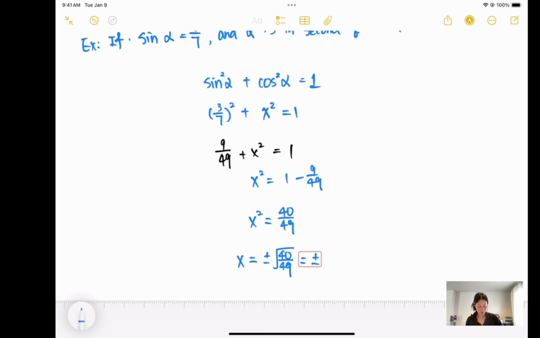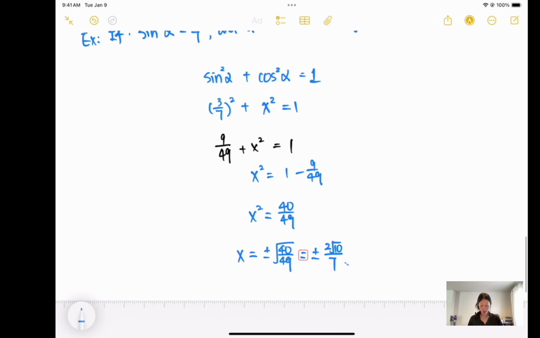We have either positive or negative, square root of 40, simplify it. We have 2 square root of 10 over 7. I want you to simplify the fraction. I'm going to attach a video in this section teaching you how to simplify the radical expression and simplify the fraction expressions. That's very important. All the answers should be simplified. If you didn't do it, I will take off 1 point.